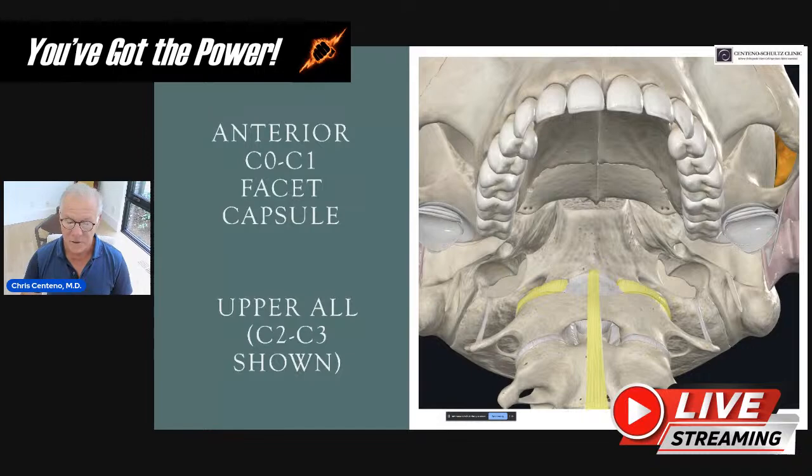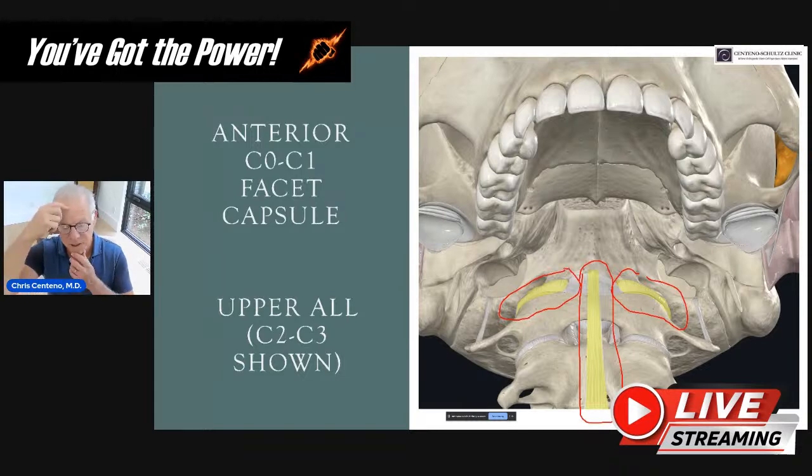We can also do this anterior longitudinal ligament from the front, and we often take that down to C2-3 or below when there's a C2 on C3 retrolisthesis, meaning C2 is going backwards on C3. We can also hit these anterior facet capsules at C0, C1 here, again, when we're seeing too much extension on the skull occurring.